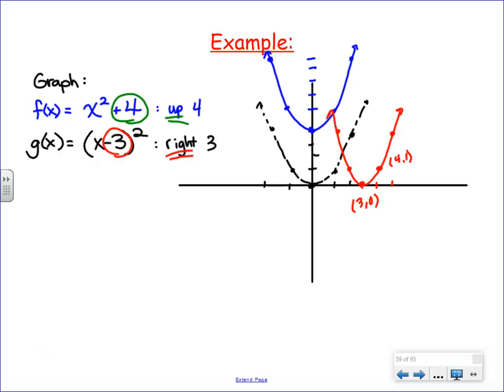So I've preserved the shape for the most part, and I've been able to demonstrate the transformation. Now, has anybody ever wondered why the minus ends up moving it right? Why does the minus 3 on the inside move it to the right? Not the squared, because if it's a plus, remember, it moves it left. That wouldn't make sense. Why does it move it right?